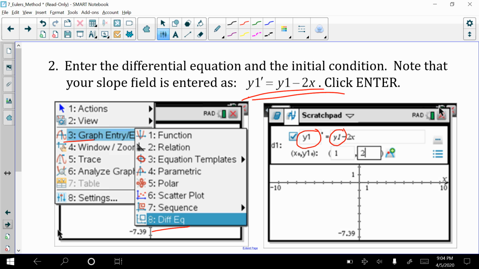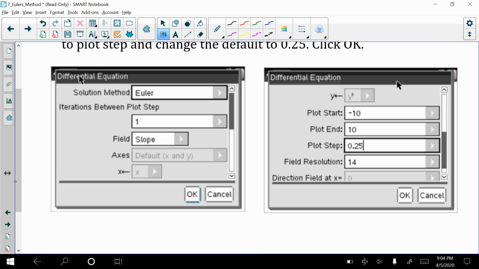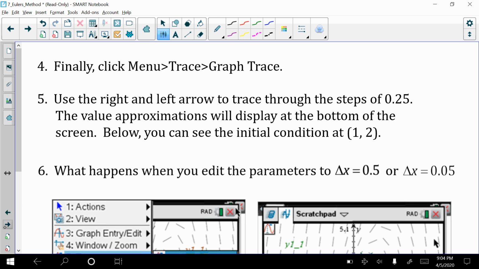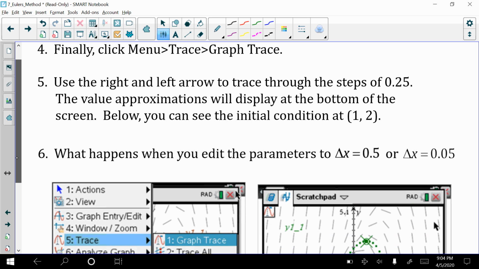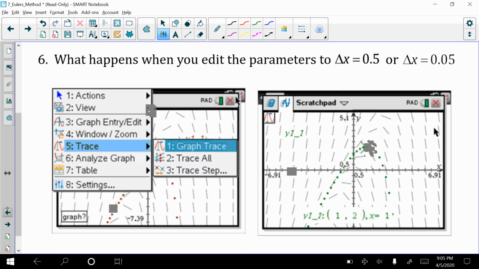And then from there, it'll show you that we are going to be doing a slope field. As you arrow down, this is what you're looking for: plot step. You're going to change it to 0.25 because that's what this particular problem is asking you to do. And then you can go ahead and graph your slope field.